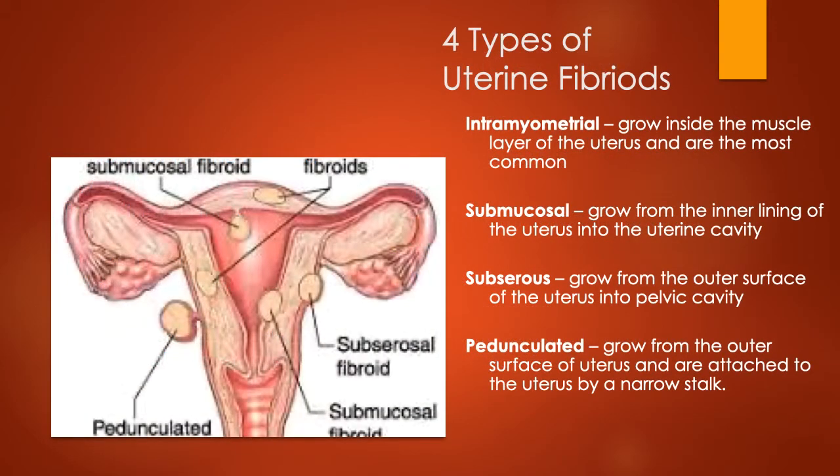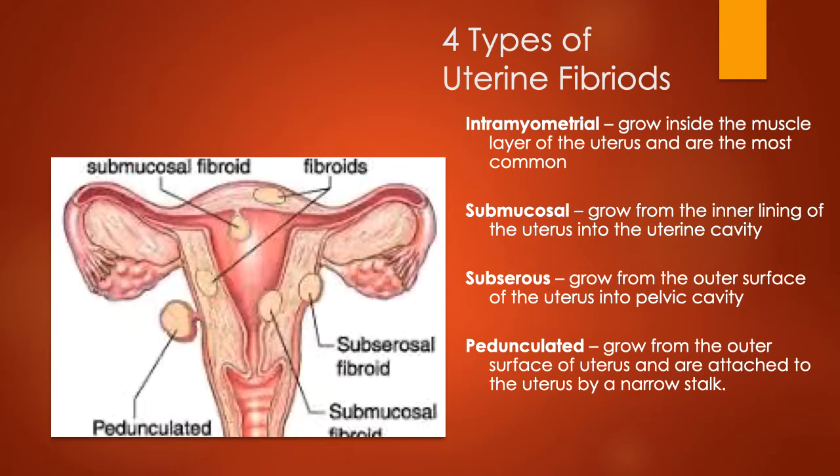There are 4 types of uterine fibroids: the intramural, which grows inside the muscle layer of the uterus and is the most common; the submucosal, which grows on the inner lining of the uterus and into the uterine cavity; and the subserosal, which grows on the outer surface of the uterus into the pelvic cavity.